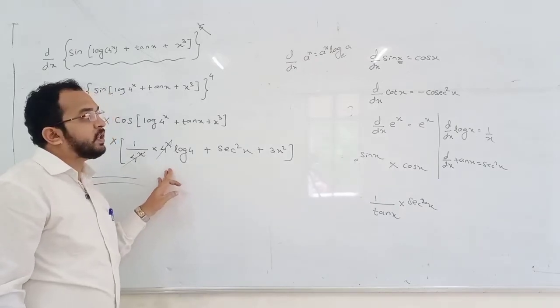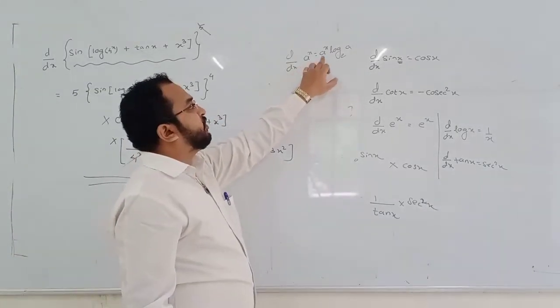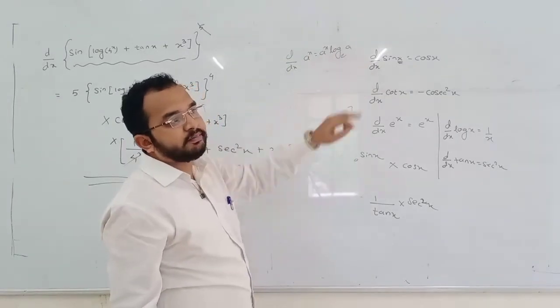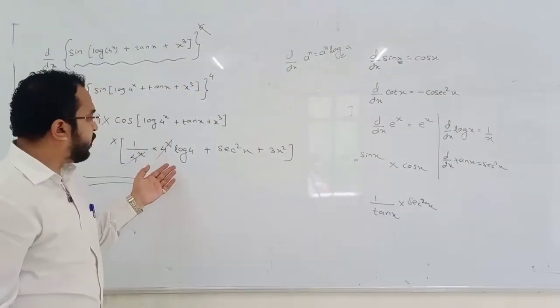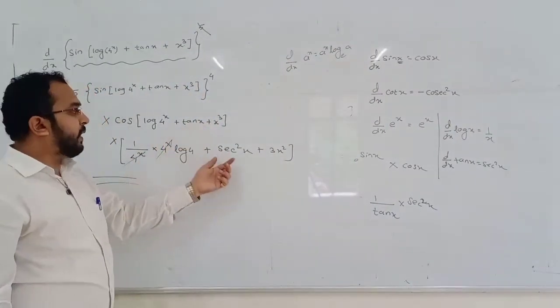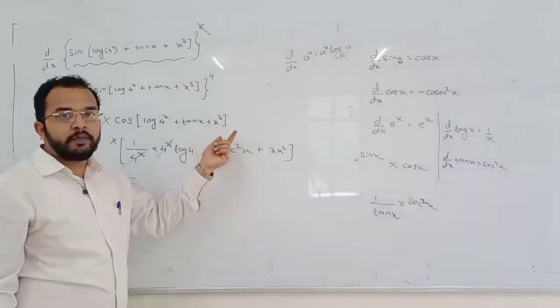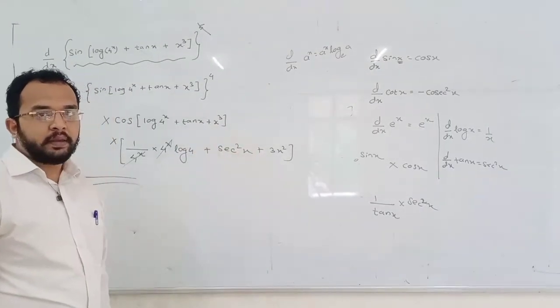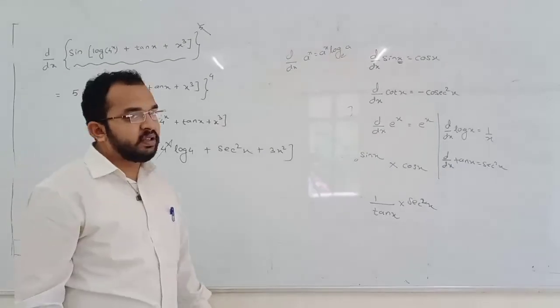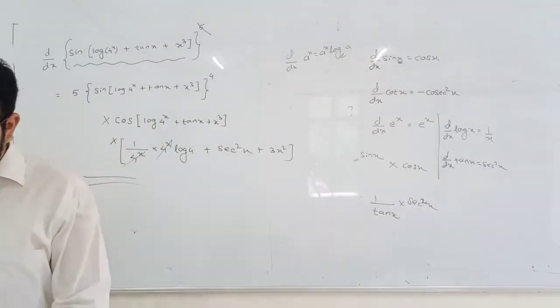So what is the differentiation of exponential function? Exponential function as it is into log constant. So 4 to the power x into log 4. Then differentiation of tan x is sec square x and differentiation of x cube is 3x square. Okay. So this is all about chain rule.